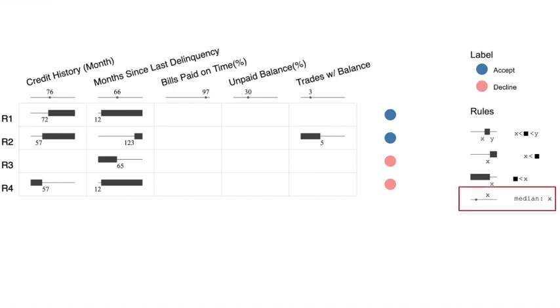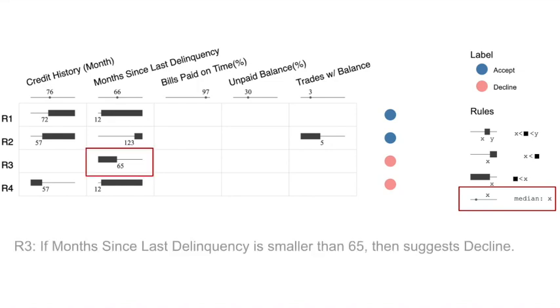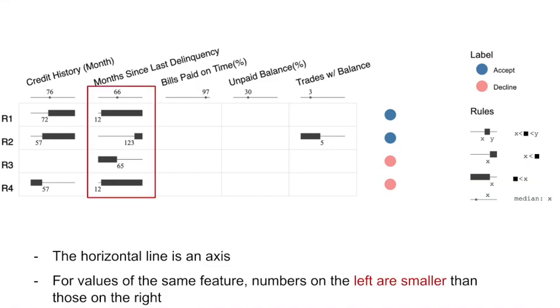And a line with a dot on it marks the position of the median value of a feature. The median values are still presented on the top of the table. Here in this table, the third row represents the rule R3, if months since last delinquency is smaller than 65, then suggests decline. In this visual representation, the horizontal line in each cell can be seen as a part of the axis for a feature. For cells in the same column, numbers on the left are always smaller than those on the right. For example, if we compare some numbers that appear in the second column, 12 is on the leftmost position among them because it is the smallest one.